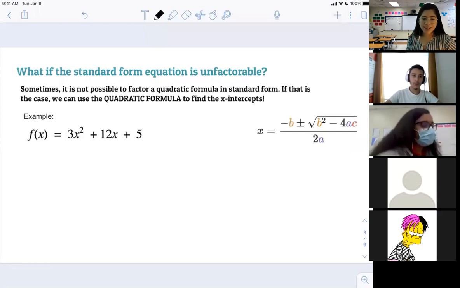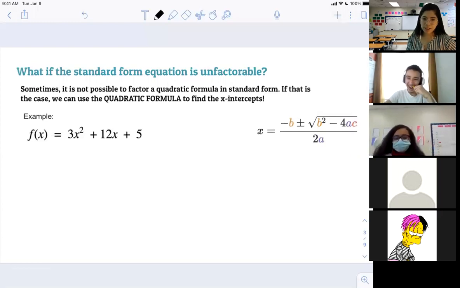All right, so go ahead and write the function down. We're going to factor it. But remember what I said before. Or we're not going to factor it, because remember what I said before.